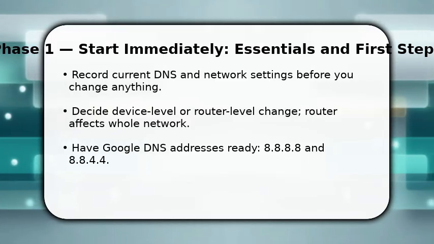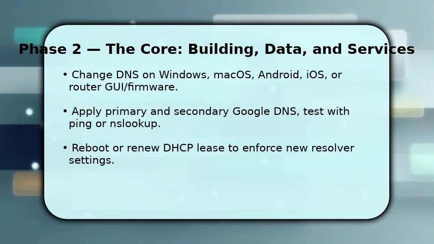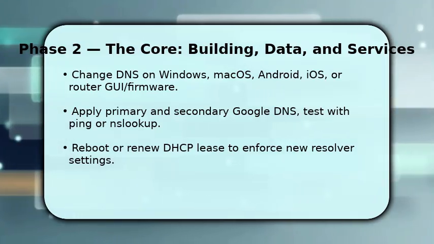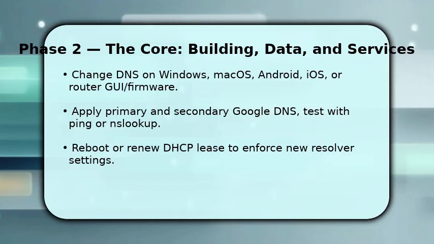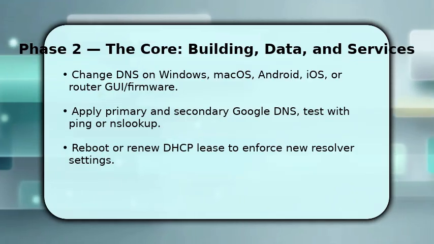You now configure the middle steps. On Windows, use Network Adapter Properties IP4. On macOS, go to Network Advanced DNS. On mobile, edit Wi-Fi Network DNS or use a private DNS option on Android. On the router, replace ISP DNS in WAN or DHCP settings so every device inherits Google DNS.